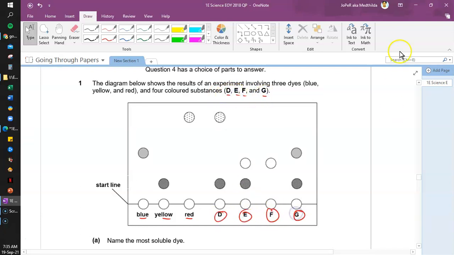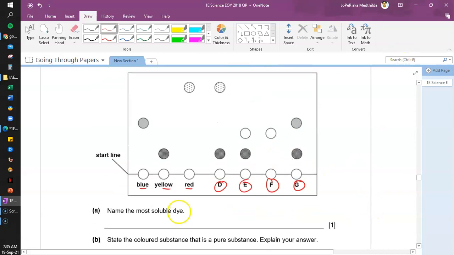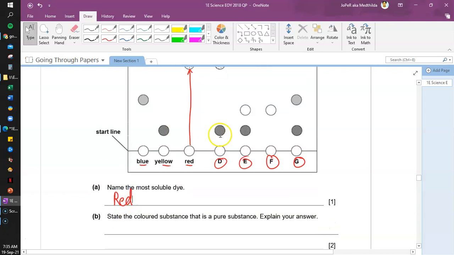Now, name the most soluble dye. Because these 4 are colored substances and these 3 are dyes, we're looking at these 3 over here. The most soluble dye will be the one that has traveled the furthest. Therefore, you can see over here, the red dye has traveled the furthest, from here all the way to this side. The most soluble dye is actually red.